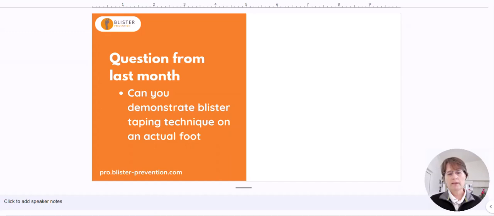Question from last month is, can you demonstrate blister taping technique on an actual foot? I'm not going to do that, and the reason is it's not about technique. So if you're not getting good outcomes because of taping, or if your patient's not getting good outcomes with their taping technique, it's probably not the technique, unless it's just really poorly executed and creases and folds and all that kind of stuff, which is unlikely. It's not about the technique.